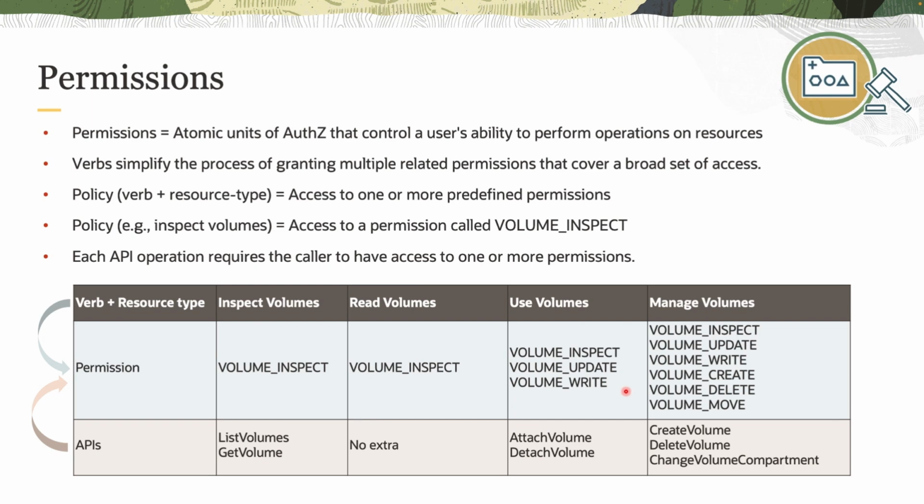For example, for the use verb, you get permissions like inspect, update, and write. And when you use the manage verb for the resource volume, you have access to all permissions of that resource. For example, you can see it got added with create, delete, and move permissions as well. So now I hope you got to know what happens in the background when you use the verbs in the policy. They add certain permissions or operations for that particular resource.